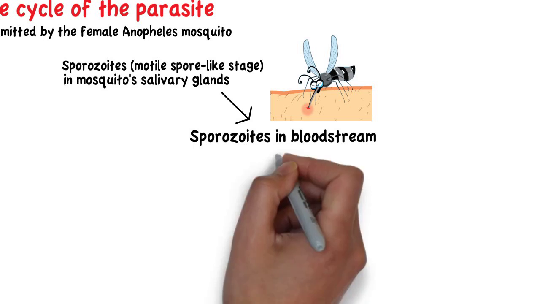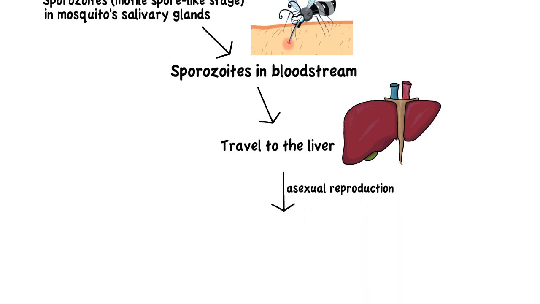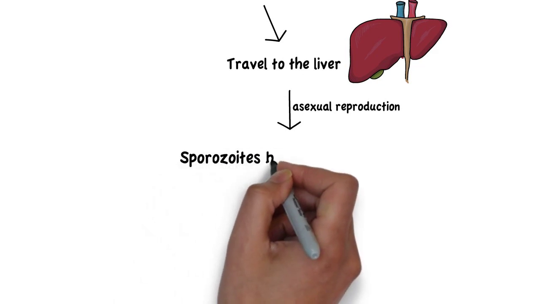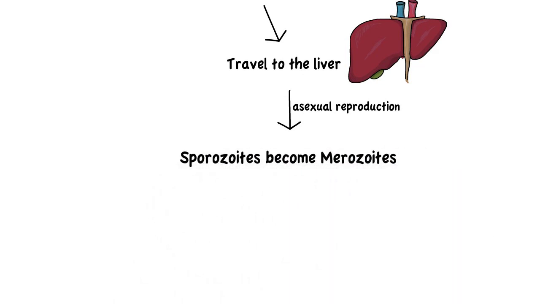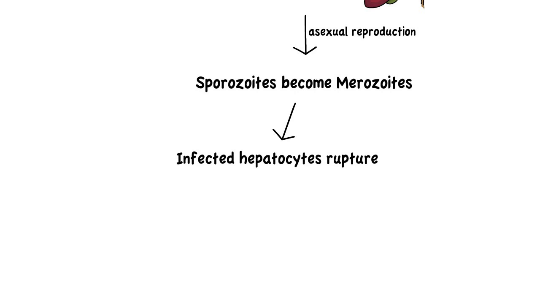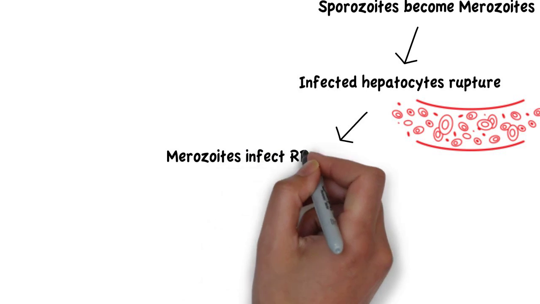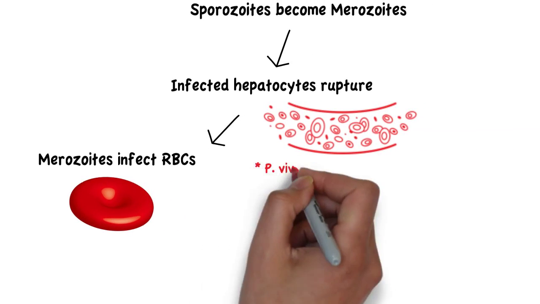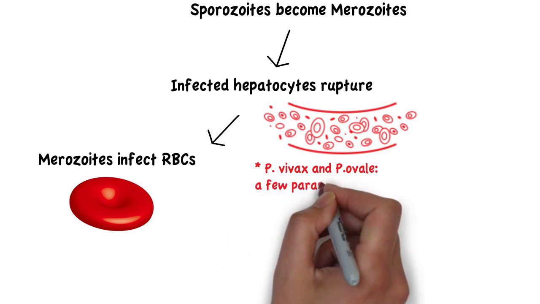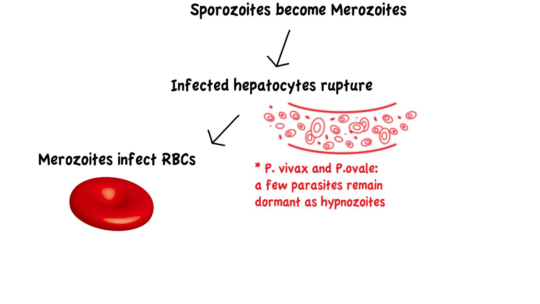Once in the bloodstream, the sporozoites make their way to the liver, where they engage in asexual reproduction in the hepatocytes. Over the next 1 to 2 weeks, sporozoites reproduce asexually and mature into merozoites. The infected hepatocytes then rupture, releasing the merozoites into the blood, from where they go on to infect red blood cells. However, in Plasmodium vivax and Plasmodium ovale, a few parasites remain dormant as hypnozoites, and these can reactivate at any time, causing a relapsing infection.